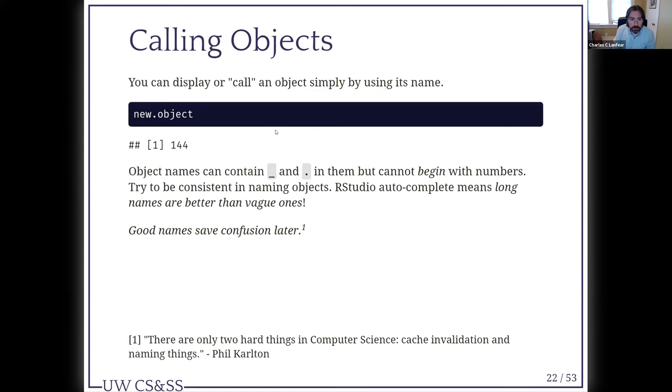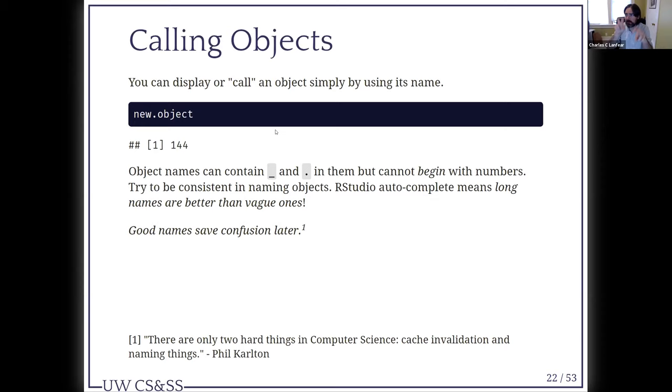Object names in R have relatively few restrictions. You can basically name something anything you want. They can contain underscores and periods. Your only real restrictions are they can't begin with numbers, and I don't think they can begin with underscores. Other than that, you're pretty free. I say try to be consistent in naming objects and do not use really short object names. Do not name your data data. Do not name all the variables in a data set var1, var2, var3. Those are not informative. Your names can be arbitrarily long. Good names will save confusion later. It's not always easy to determine what a good name is, but when in doubt, err for something that is readable.